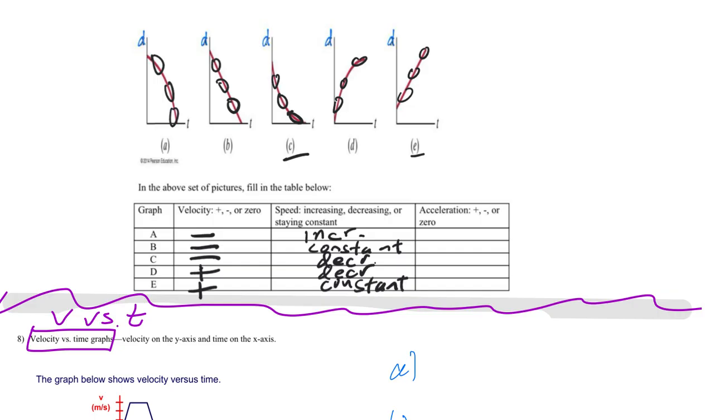Okay, acceleration. If it's increasing, these signs have to be the same. Constant, there is no acceleration. If you have a constant speed, you have no acceleration. Okay, right here, decreasing, so this has to be the opposite sign of the velocity.